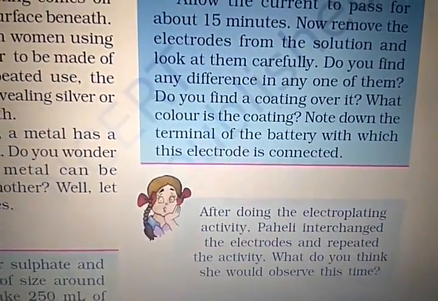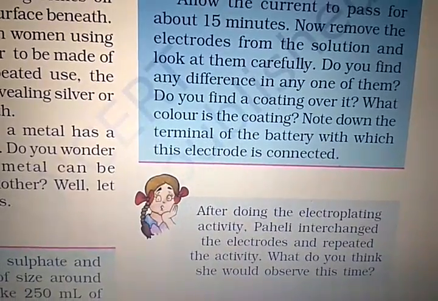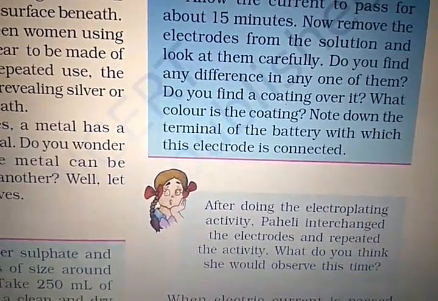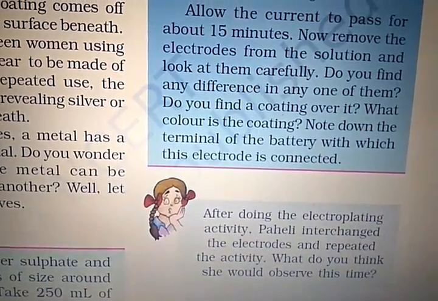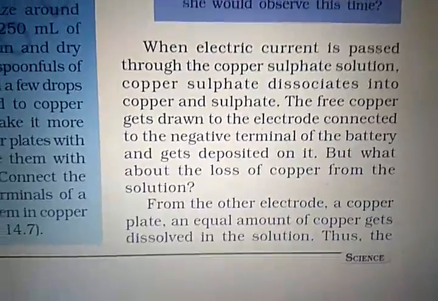After doing the electroplating activity, Paheli interchanged the electrodes and repeated this activity. What do you think she would observe this time? So here is the observation.